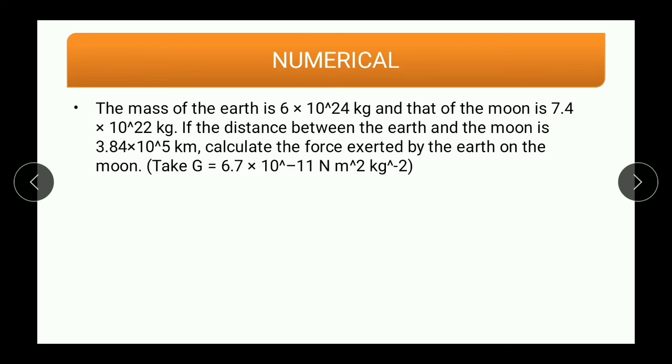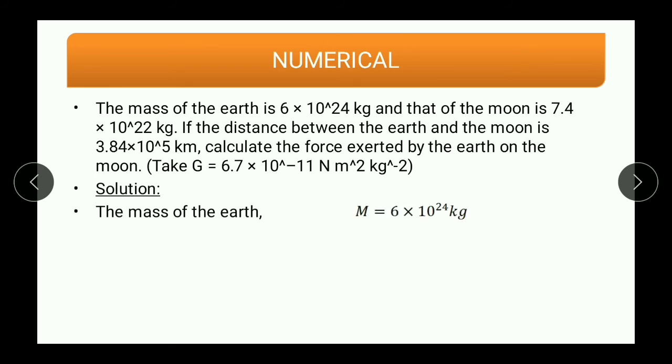The question reads, the mass of the earth is 6 into 10 raised to 24 kg and that of the moon is 7.4 into 10 raised to 22 kg. Now, if the distance between earth and moon is 3.84 into 10 raised to 5 kilometers, calculate the force exerted by the earth on the moon. Here, G, the universal gravitational constant, is the same, 6.7 into 10 raised to minus 11 Newton meter square per kg square. All the information that we need to calculate gravitational force has been given.